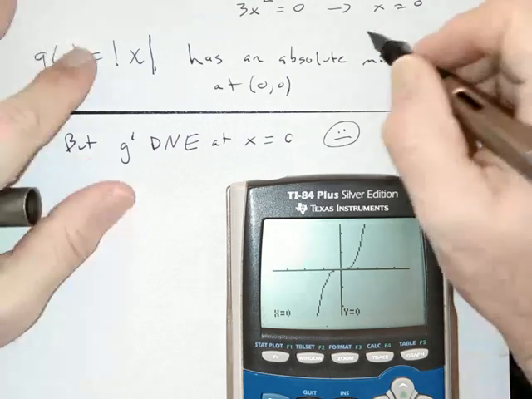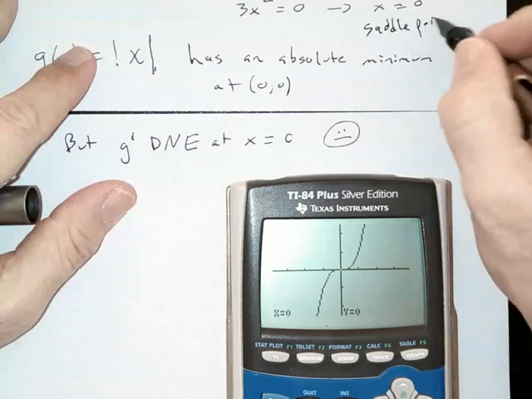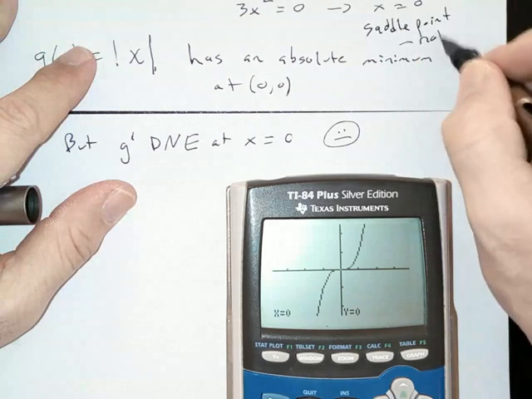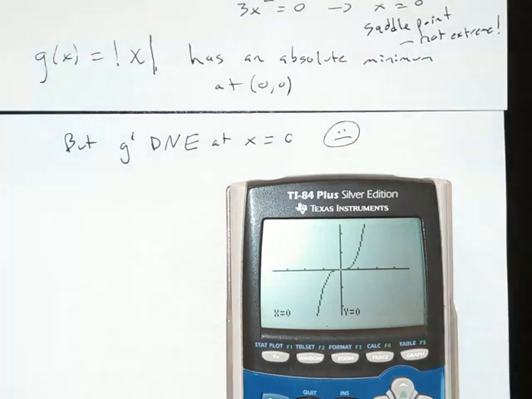So up here, I'll make a note that that's a saddle point, not an extreme. But that means I'm going to look for the candidates first. And those are the numbers where either my derivative is 0 or my derivative does not exist.